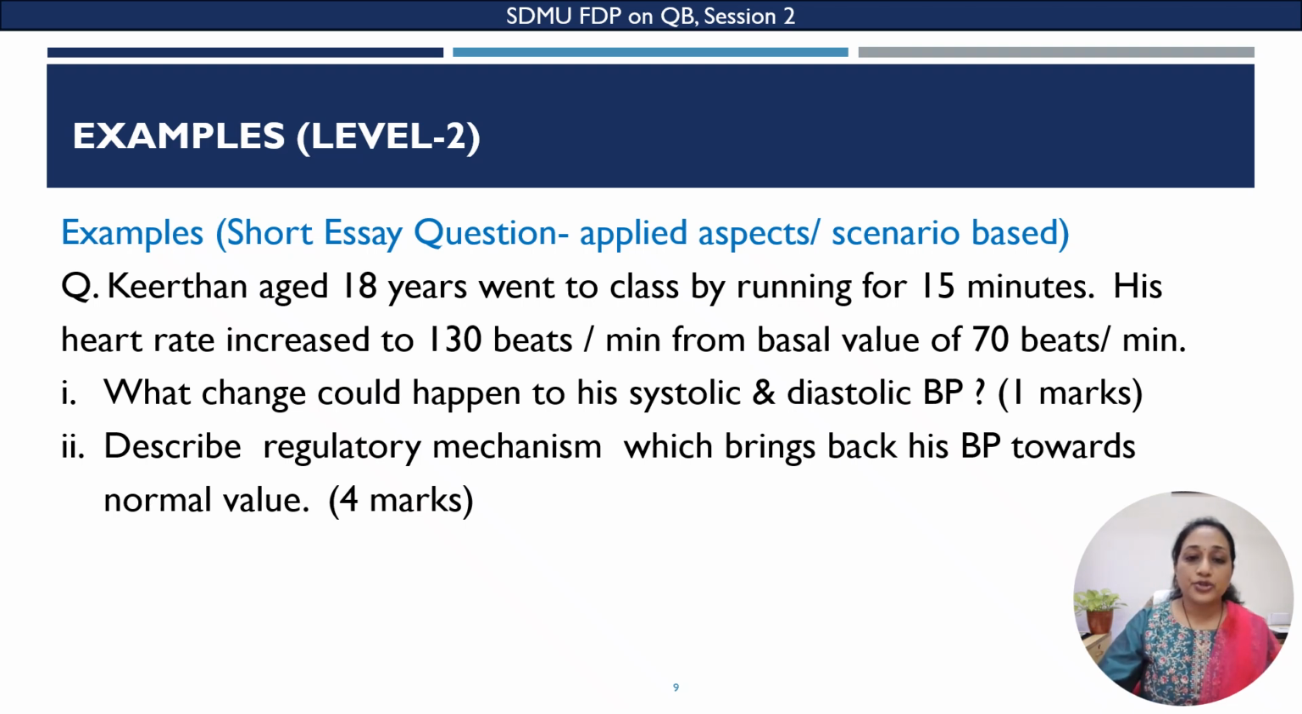Another question is a short essay scenario-based or application-based question here on your screens. Now, this is also an NMC requirement. The question reads like this. Kirtan, aged 18 years, went to the class after running for 15 minutes. His heart rate increased to 130 beats per minute from its basal value of 70 beats per minute. What change could happen to his systolic and diastolic blood pressure? Describe the regulatory mechanism which would bring back his blood pressure to normal.